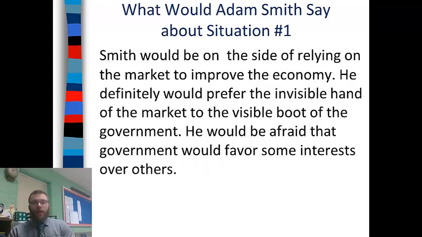Adam Smith would be on the side of relying on the market to improve the economy. Okay? He would prefer that the invisible hand make these adjustments instead of the government, because according to him, a free market would create an equal market, or a market where everybody has the same chance. If the government interferes, they might be tempted to favor some interests over the others. You might be able to think of a real-life situation where this would occur. Think outsourcing or something like that. This could occur where certain people have a better shot than others.